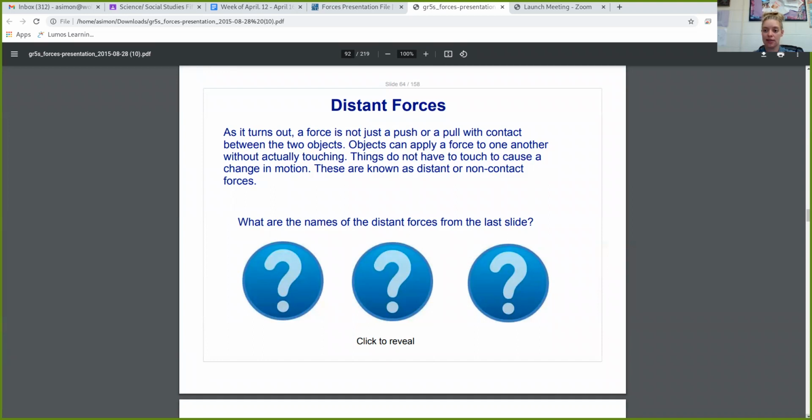Another name for non-contact forces is distant forces. So as it turns out, a force is not just a push or a pull. Objects can apply a force to one another without actually touching. Things do not have to touch to cause a change in motion. These are known as distant or non-contact forces. So go ahead and put this down. Things do not have to touch to cause a change in motion. These are known as non-contact forces.